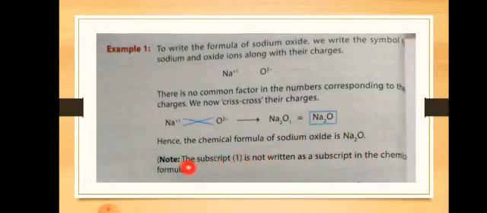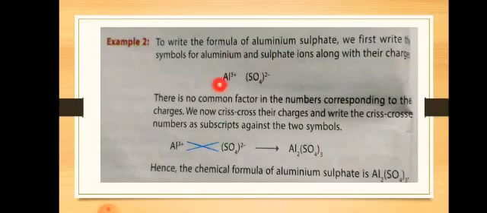So note that subscript 1 is not written in the chemical formula. As in maths also you have learnt, if the denominator is 1, we need not write it. If the power exponent is 1, we need not write it. In the same way, if the subscript is 1, we need not write it. This is understood. Now let us see another example.